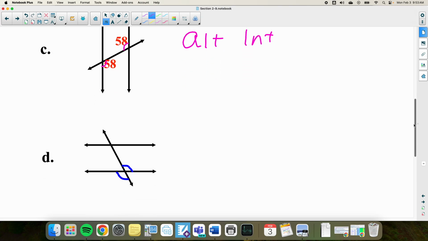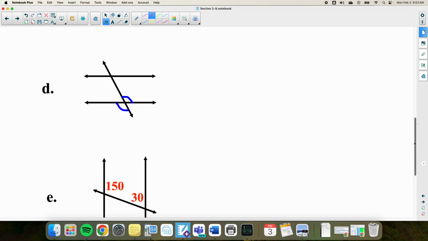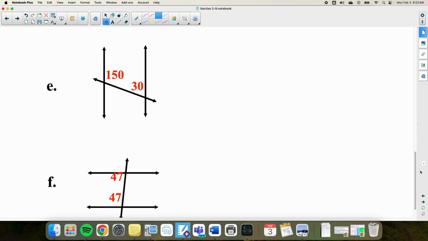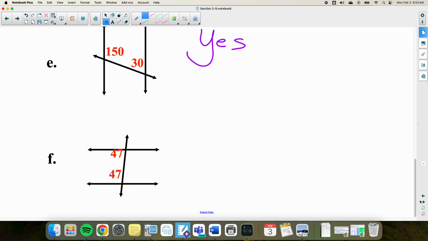Then for D, yes or no? No, because they're a bottom group of four. And then E, consecutive interior. Consecutive interior, do we want those equal to 180? Yes. Okay. And then F, what do you think?